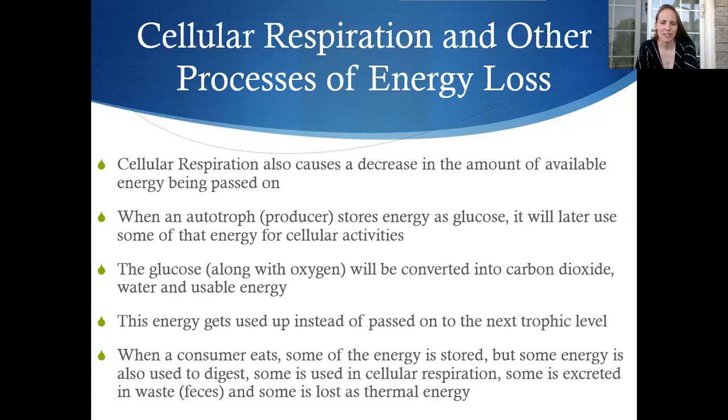So when a consumer eats, some of the energy is stored, some of the energy is used to digest that food, and some of it is used in cellular respiration to make ATP. Some of it ends up in the waste or the feces, and then a lot of it is lost as thermal energy. So that's why we don't see the full amount of energy available in a trophic level getting passed on to the next trophic level.